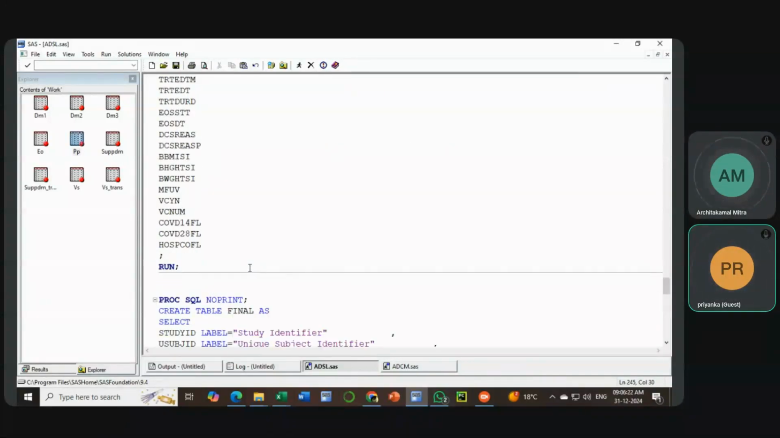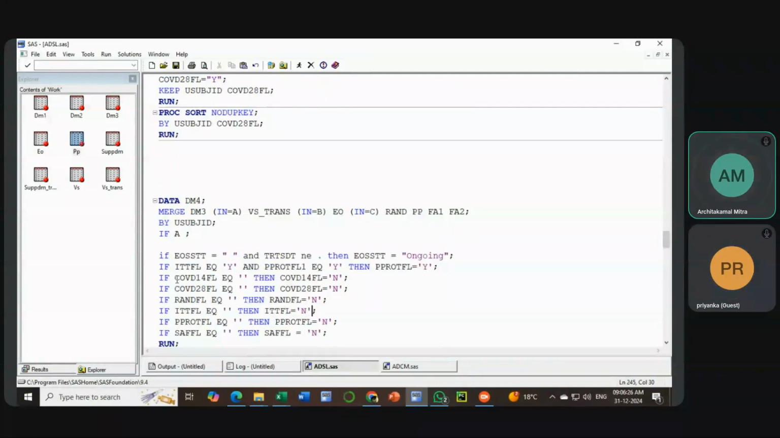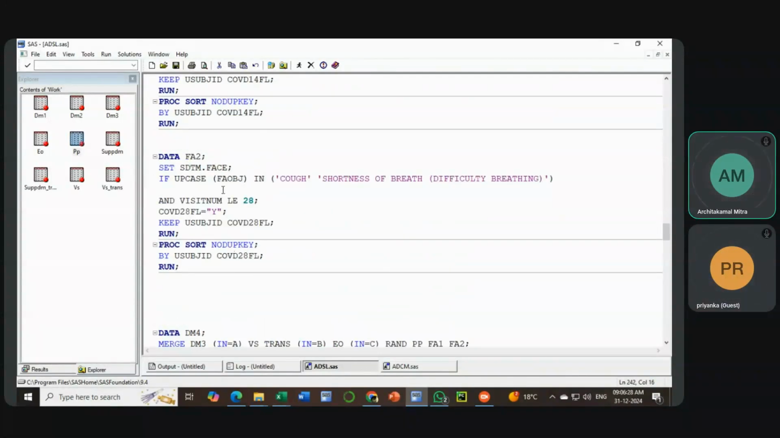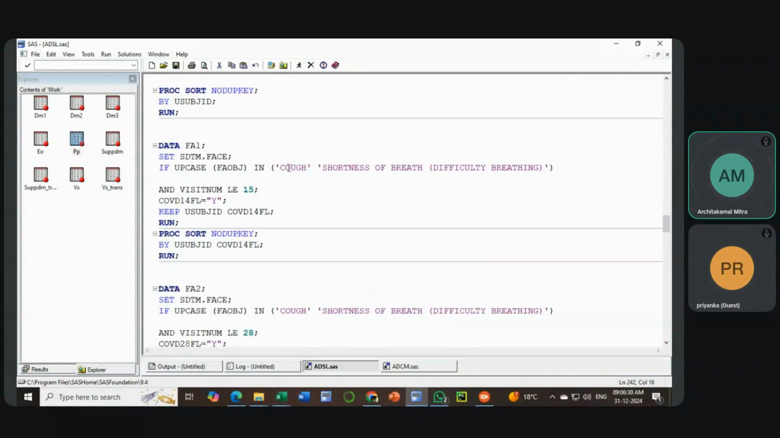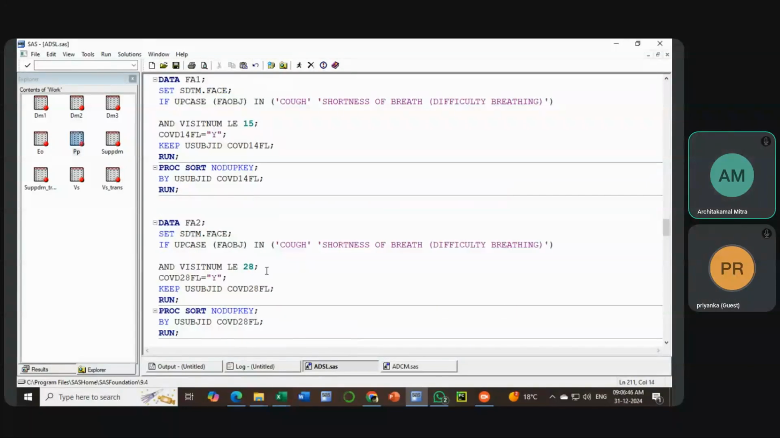So what are these two flags, COVID-19? What is it? This is the COVID-19 14. So that's why I told you to check this. So if a person has these things, difficulty in breathing, before visit 15, then before COVID 14 flag, before the 15th day, the COVID-19 flag is Y. That means they have COVID, still have COVID. And if after, before 28 days they have developed any COVID, that is COVID 28 FL, this is subject specific.